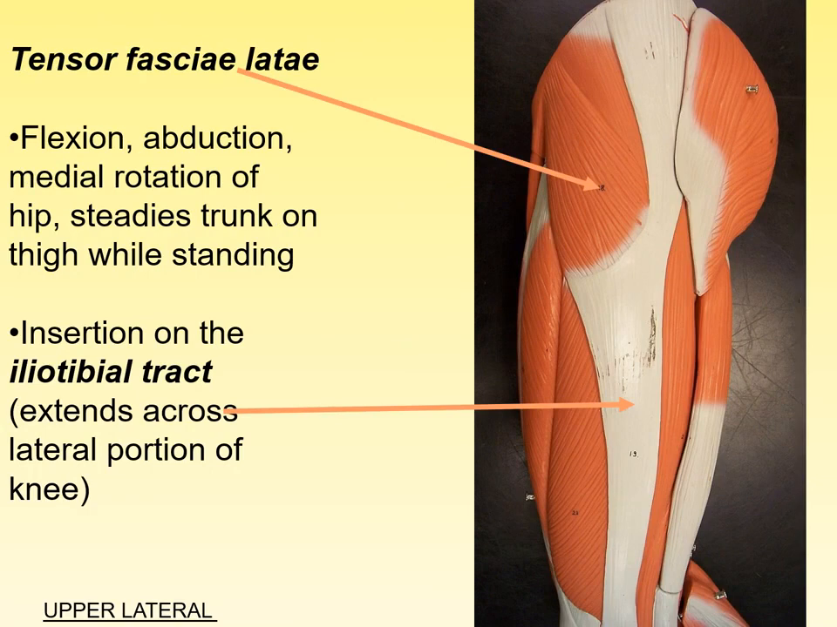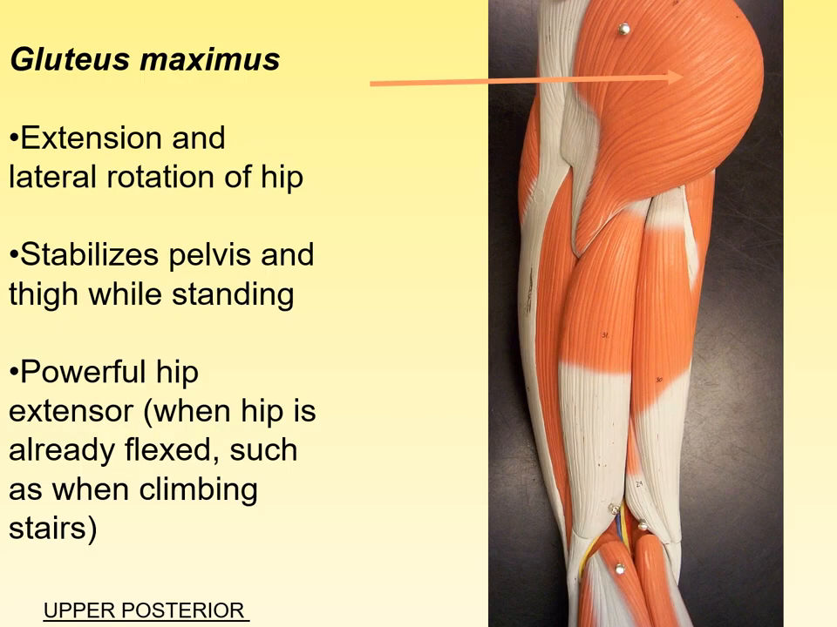The tensor fasciae latae has several different movements that it's helping to assist with, such as flexion, abduction, and medial rotation of the hip. It helps to strengthen and steady the trunk when you go to stand up. You do have the insertion of the iliotibial tract that's going to extend across the lateral side of the knee, helping to stabilize it. The Gluteus Maximus helps with extension and rotation of the hip. It helps to stabilize the pelvis and the thigh when you're standing. It is a very powerful muscle.